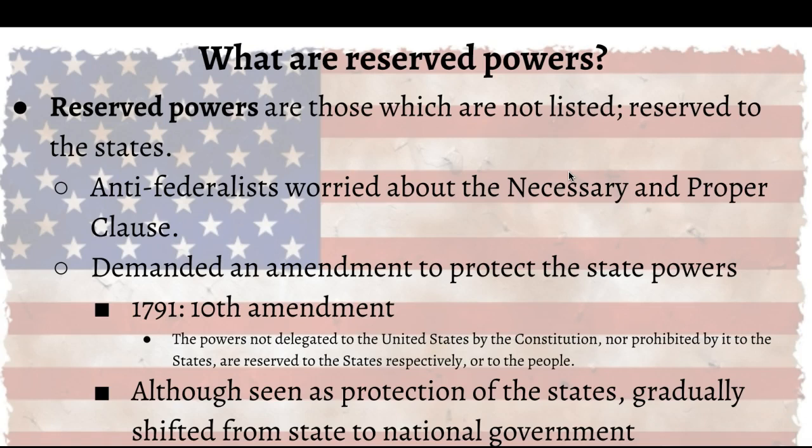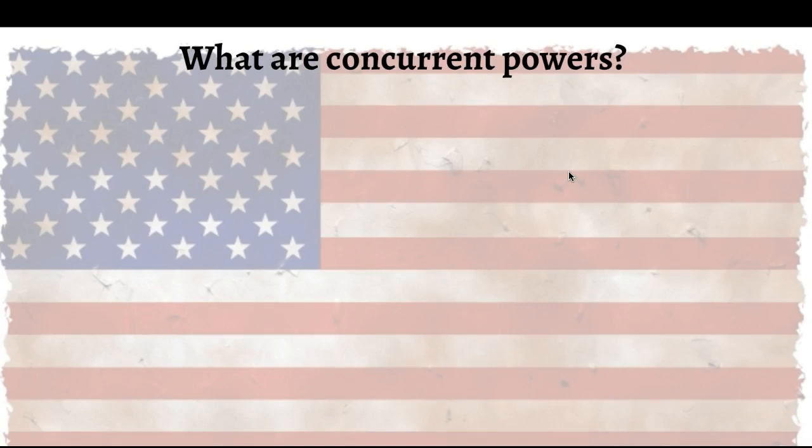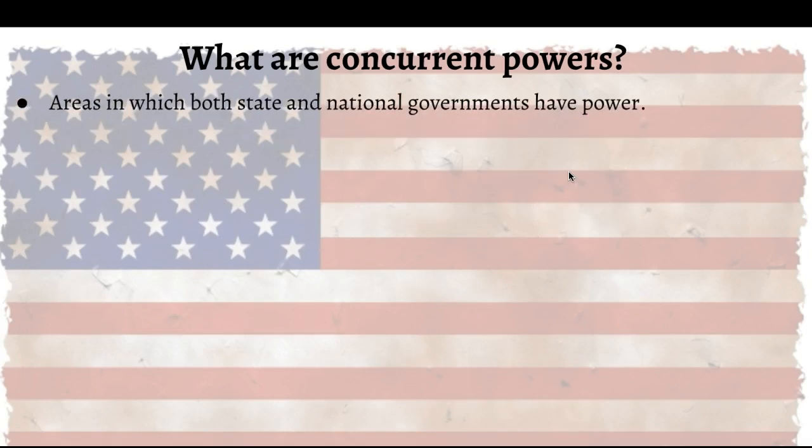So what are concurrent powers? If you think about the term concurrent, it means you can do something at the same time, right? This is an area in which both the state and the national governments have power. Some of the ways in which the state and national government both have power are the ability to lend and borrow money. The national government can lend money and borrow money. The state governments can lend money and borrow money.